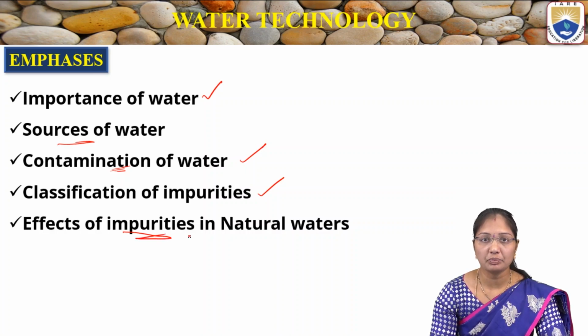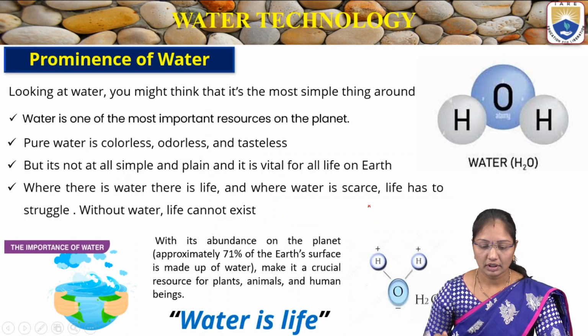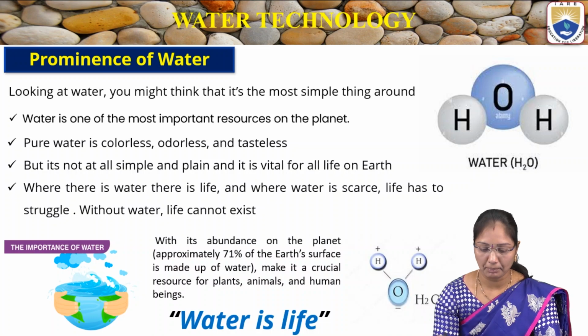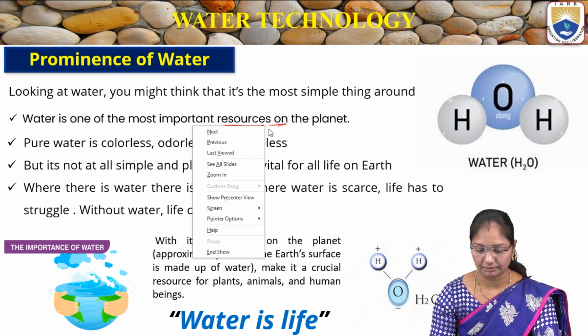The impurities present in the water generally affect a lot of things, like these effects of impurities in natural waters, which we are going to discuss in detail today. So, the prominence of water. Looking at water, you might think it is a simple thing. But water is one of the most important resources on the planet.